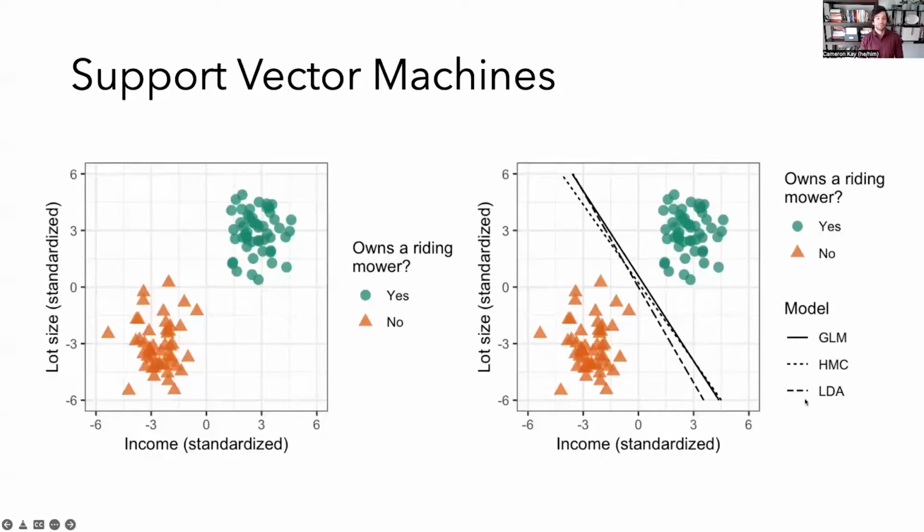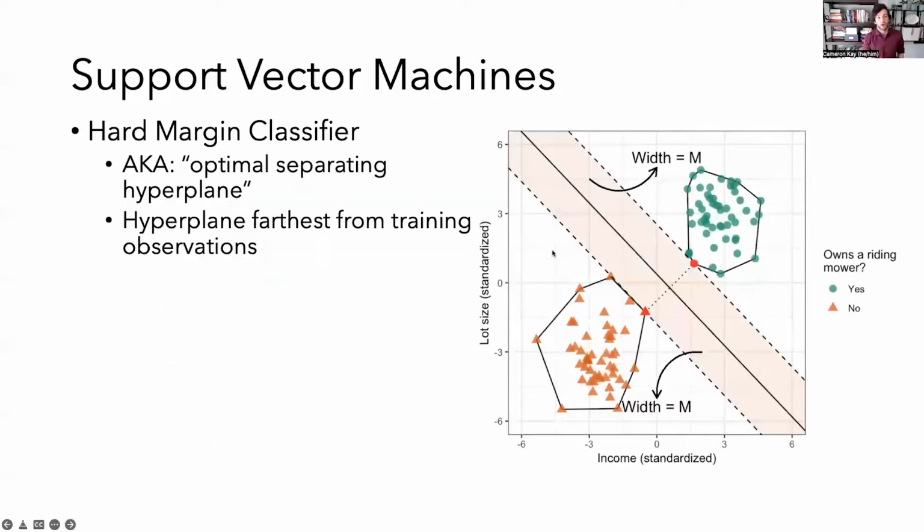And we can also see that there are multiple different ways of estimating where this line is going to be. One of the most popular is called a hard margin classifier. You're making a very stringent margin. It's very hard. It's also called the optimal separating hyperplane, the hyperplane that optimally separates these groups. That's the idea behind a hard margin classifier. And so you choose the hyperplane that is farthest from training observations.